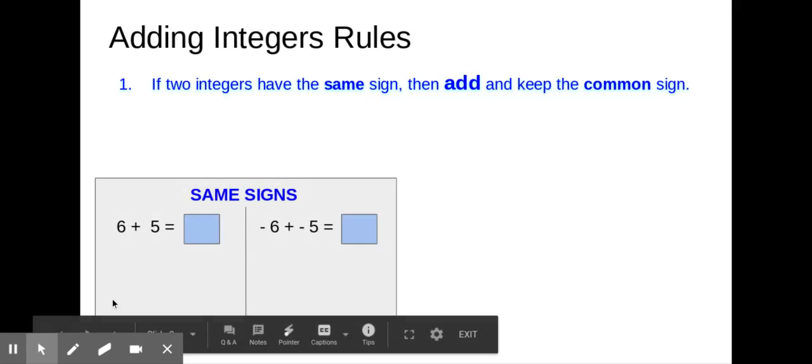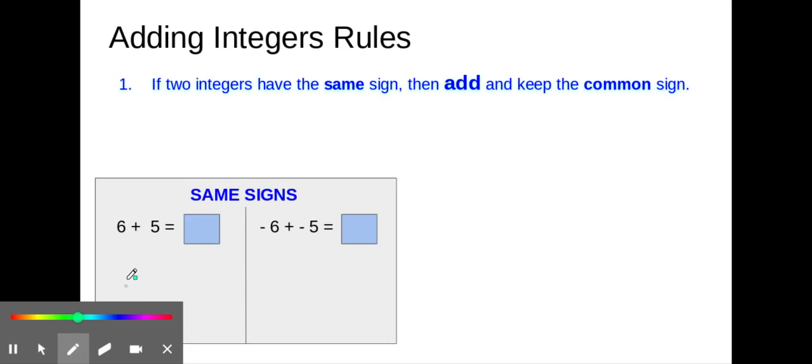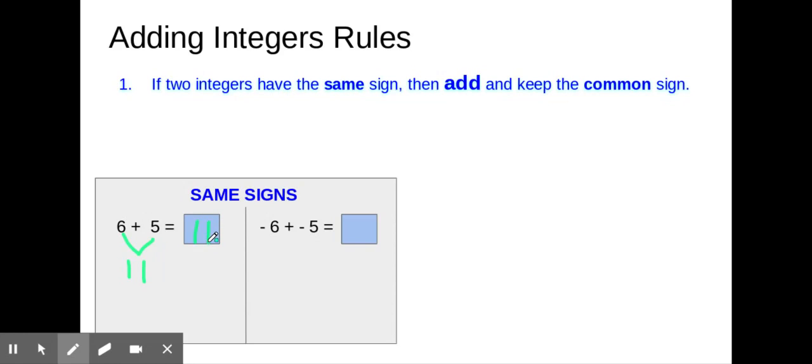We have 2 examples. Our first one is 6 plus 5. Well, I know that 6 plus 5 equals 11. So I'm adding the 2 integers up, and then I'm going to keep my common sign. In this case, both parts are positive, therefore my answer is positive. Now, when my answer is positive, I don't actually have to write a plus sign on there. I just know it's positive if there's no sign, okay?